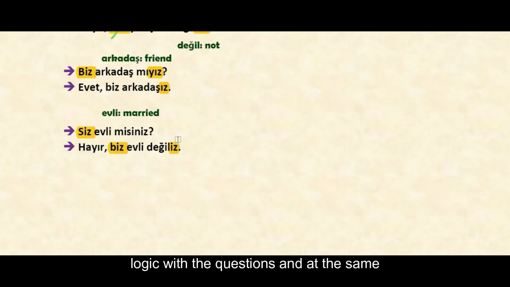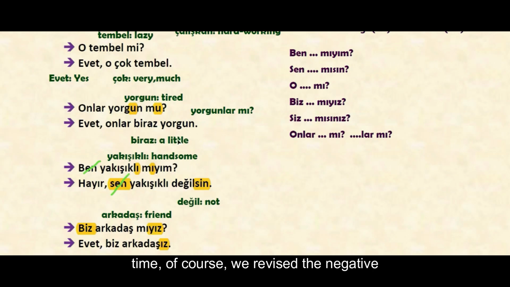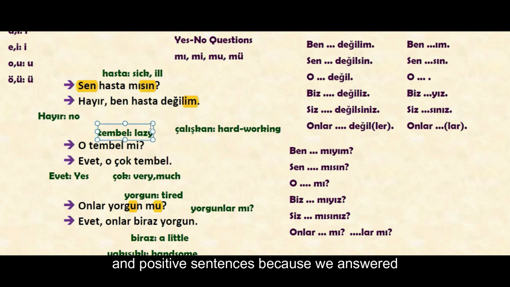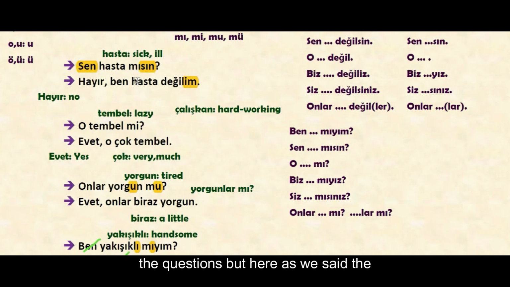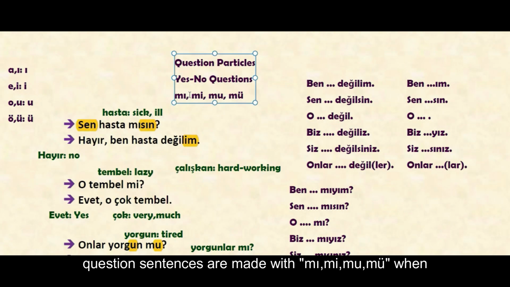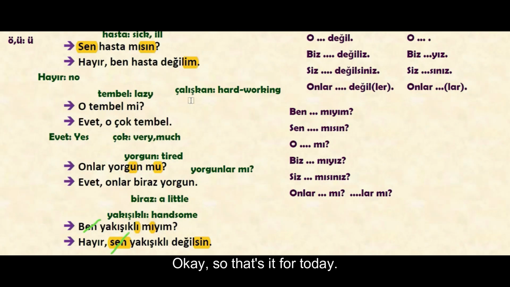So shortly, we see similar logic with the questions, and at the same time of course we revised the negative and positive sentences because we answered the questions. But here, as we said, the question sentences are made with mı, mi, mu, mü when you want to ask yes-no questions in the sentence. Okay, so that's it for today.